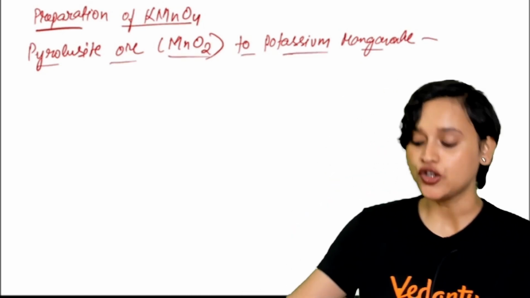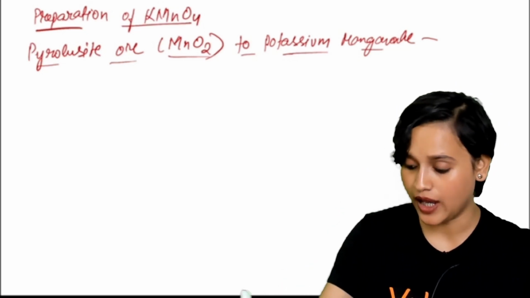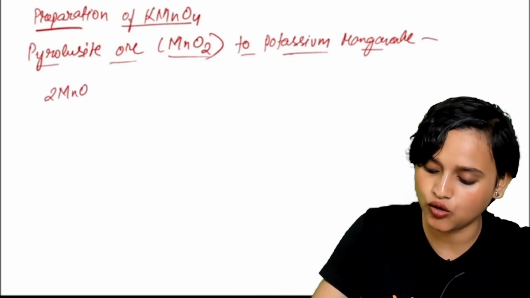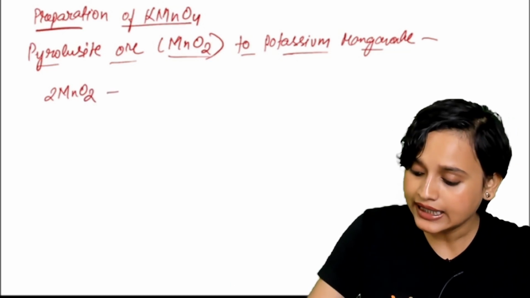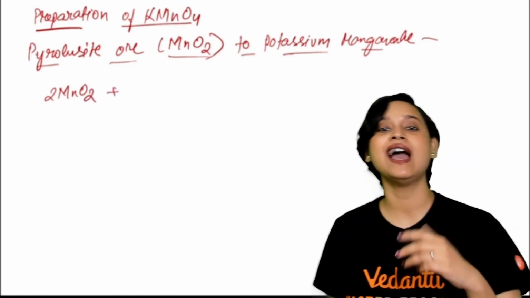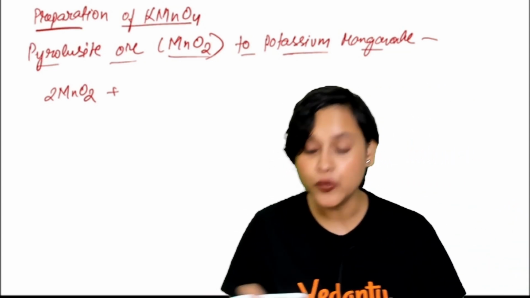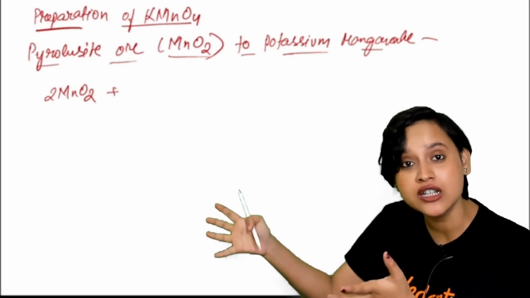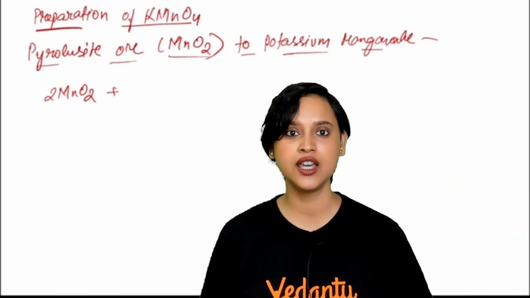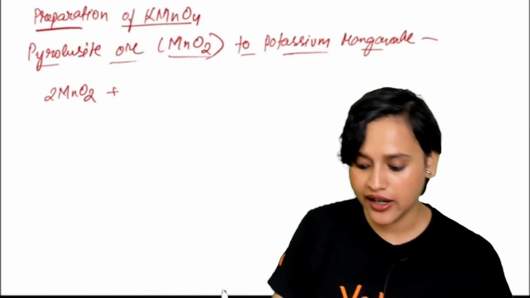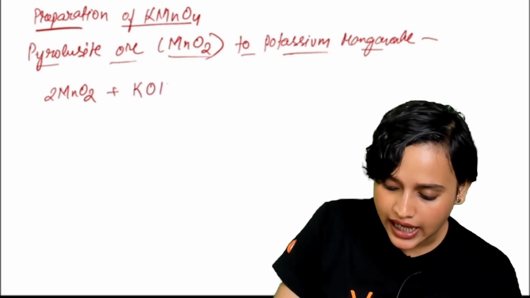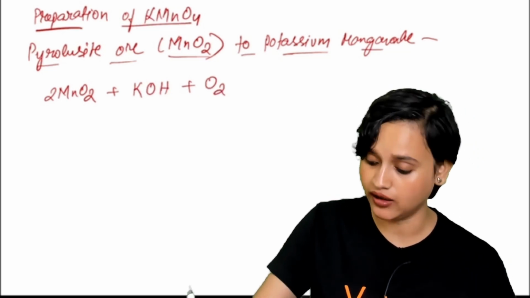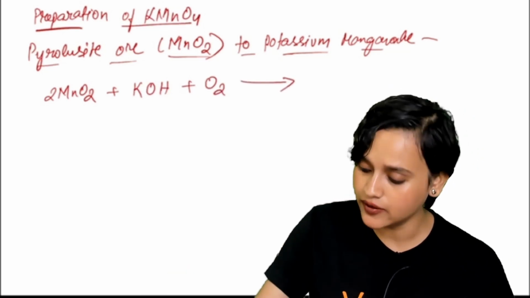So what are we taking? We are taking MnO2. MnO2 is our pyrolusite ore, right? So let's take 2MnO2. And in that, what are we going to add? We are going to add an alkali. Why? Because the name is potassium manganate, we need potassium. Where are we going to get potassium from? Let's take KOH, potassium hydroxide, easy peasy. So we will take KOH, and obviously we will need a little bit of oxygen here, so that now what will we get?